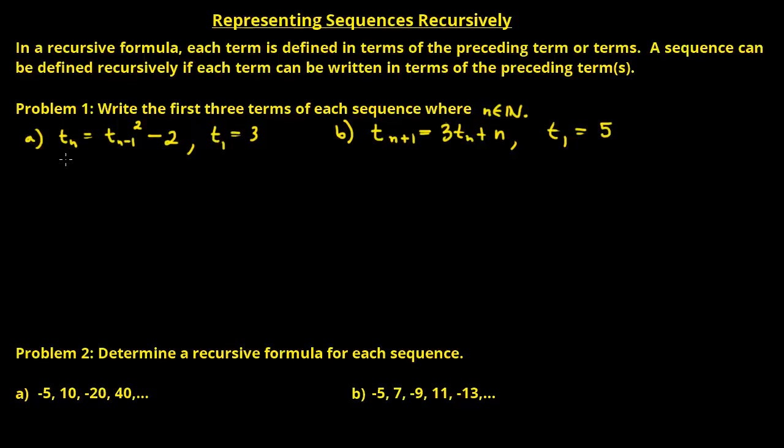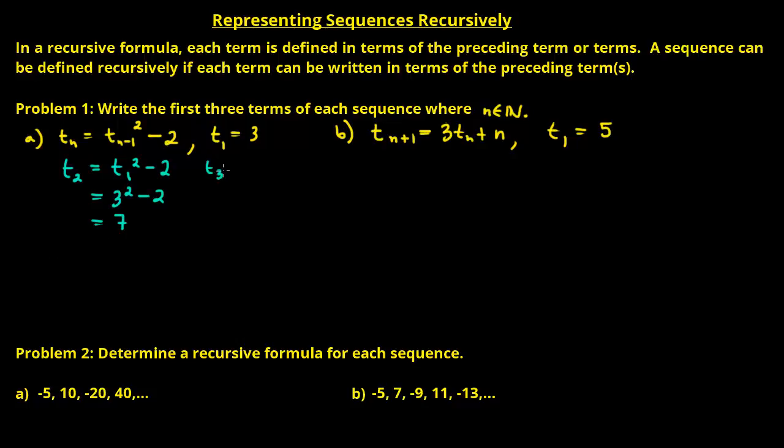So we know that t sub 2 is going to be equivalent to the term before, which is t sub 2 minus 1, so that's t sub 1, squared minus 2. So we'll have that t sub 2 is equal to 3 squared minus 2, which is equal to 7.